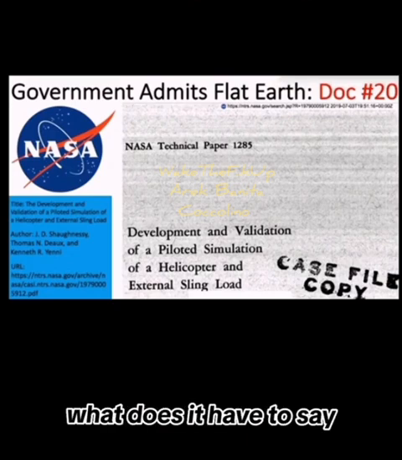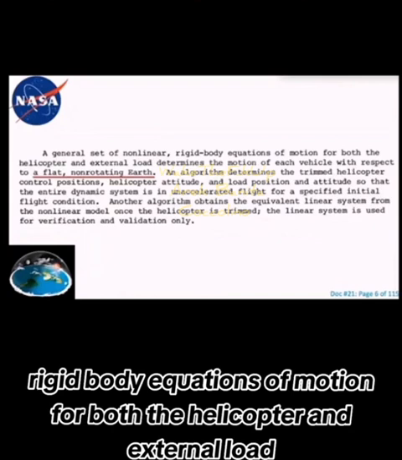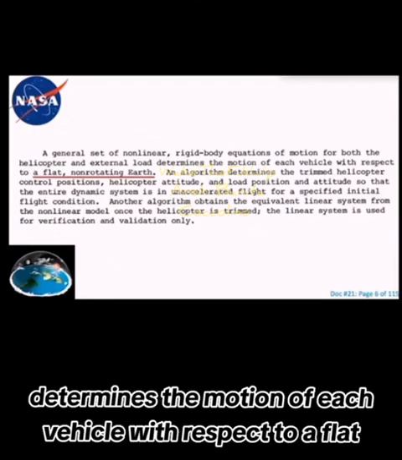Development and validation of a piloted simulation of a helicopter and external sling load. Well, what does it have to say? Well, on page 6, it states a general set of nonlinear rigid body equations of motion for both the helicopter and external load determines the motion of each vehicle with respect to a flat, non-rotating Earth.